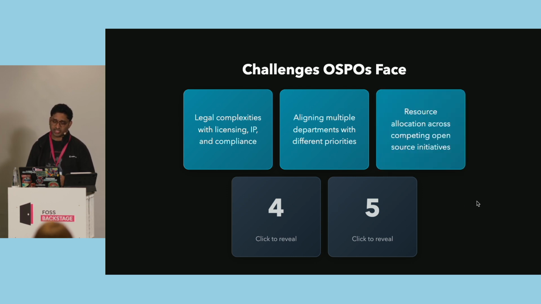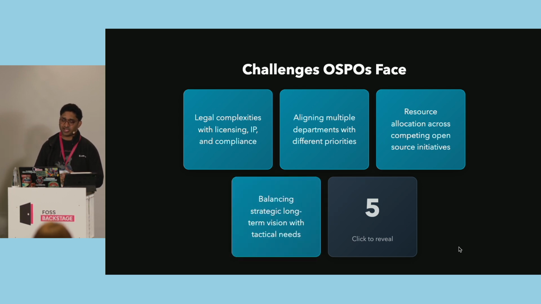The third one is resource allocation across competing open source initiatives, because there are a lot of open source projects competing for limited resources, right? OSPO should decide which project to prioritize based on the organization's needs and the impact. This is one big challenge. The fourth challenge is balancing strategic long-term vision with tactical needs. While contributing to projects, OSPO also needs to look into strategic long-term relationships while managing the daily tasks, right?